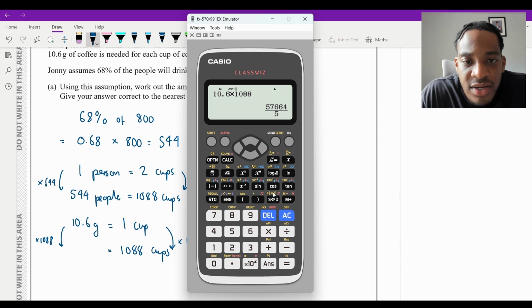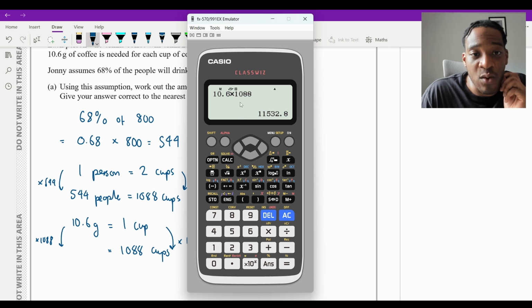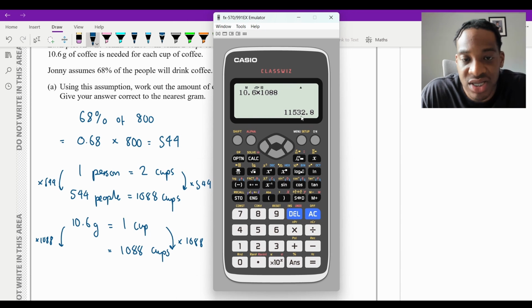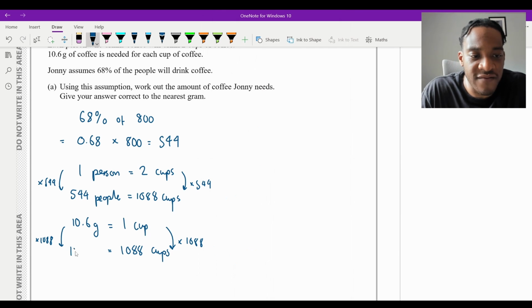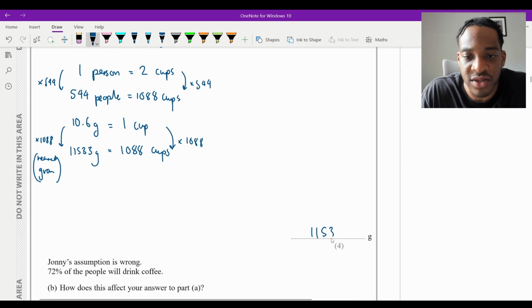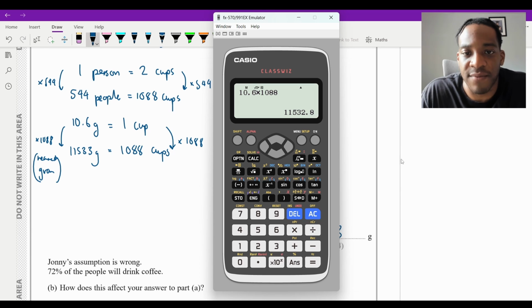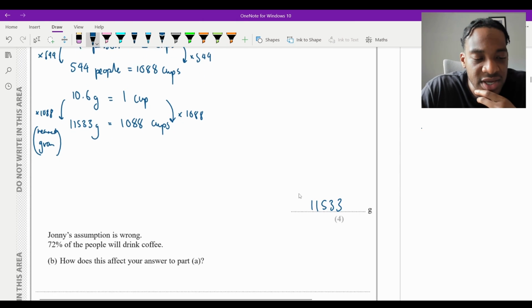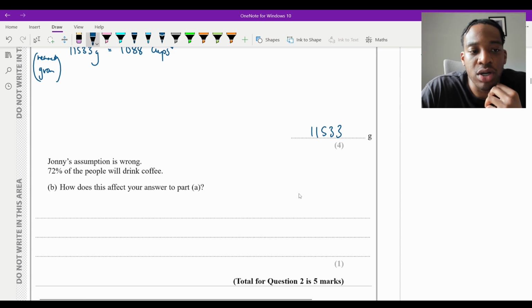That gives me 11,532.8 grams of coffee, but we need the answer correct to the nearest gram. So that's to the nearest whole number, which is going to be 11,533, isn't it? So I'm going to write 11,533 grams, and I'll write to the nearest gram here in brackets. So this is our answer for part A, 11,533 grams. Let me just double check that. Yeah, brilliant.